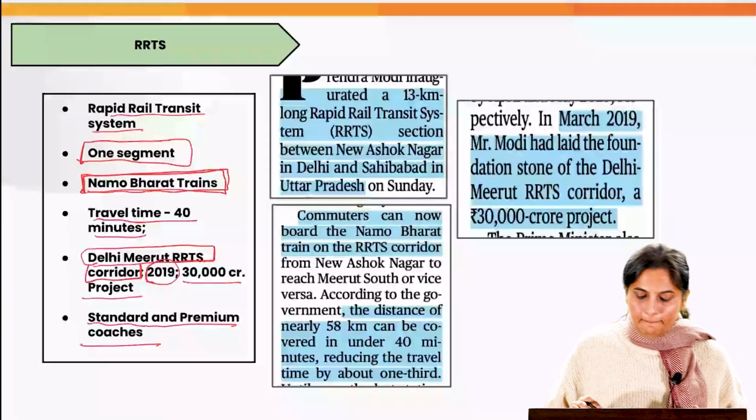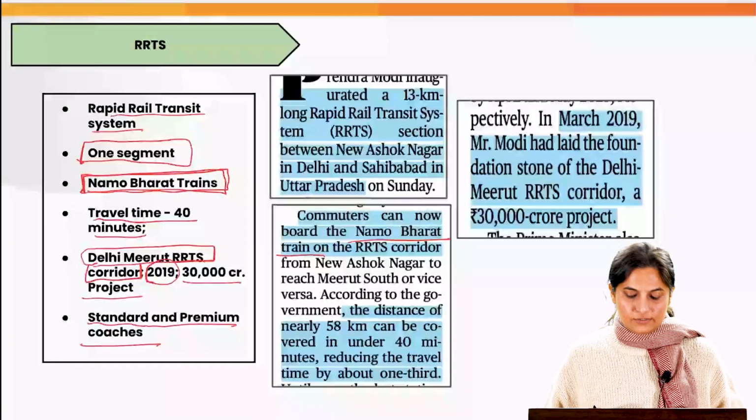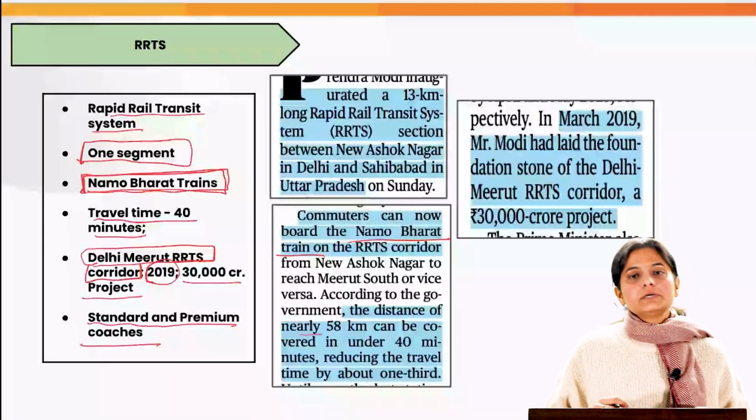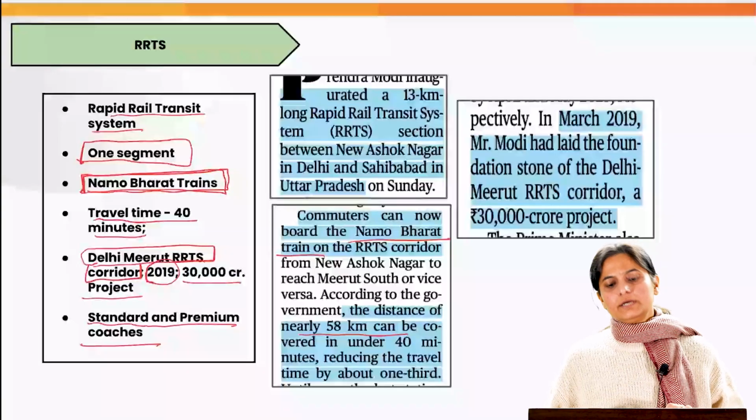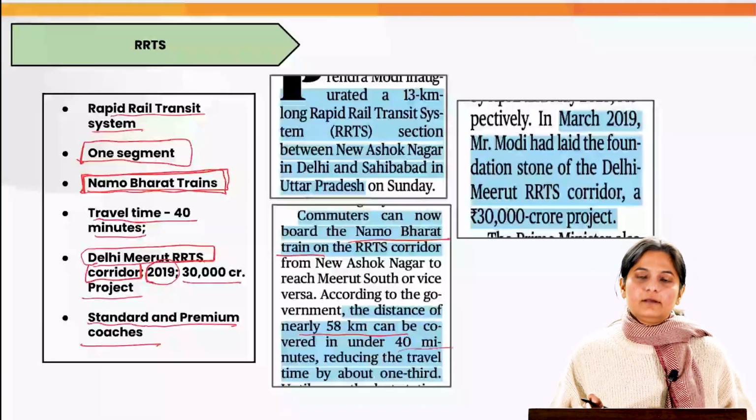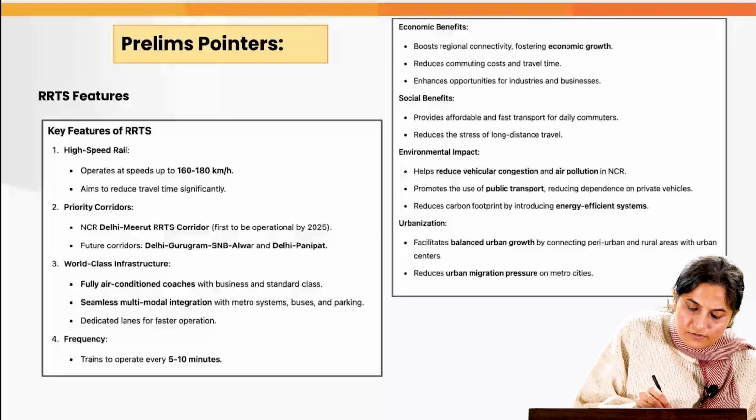Then like I said, it is the Namo Bharat trains that will run on this corridor, and it will cover around 58 kilometers between Delhi and Meerut within 40 minutes. It has reduced the travel time by one-third. Now, a few features of RRTS.